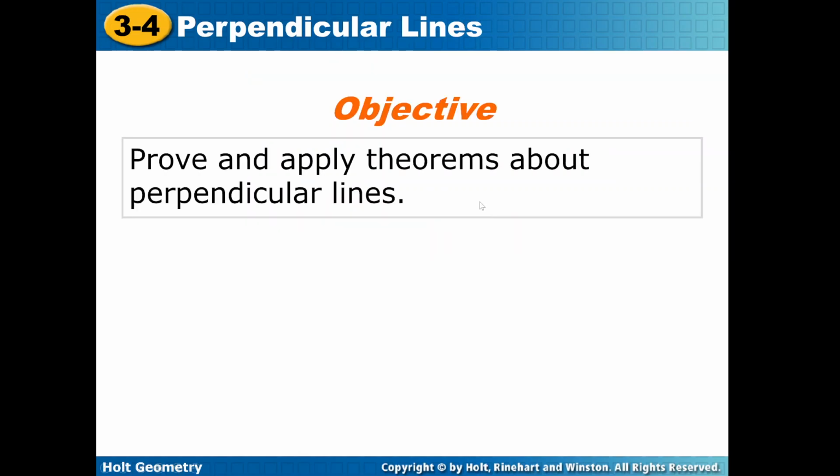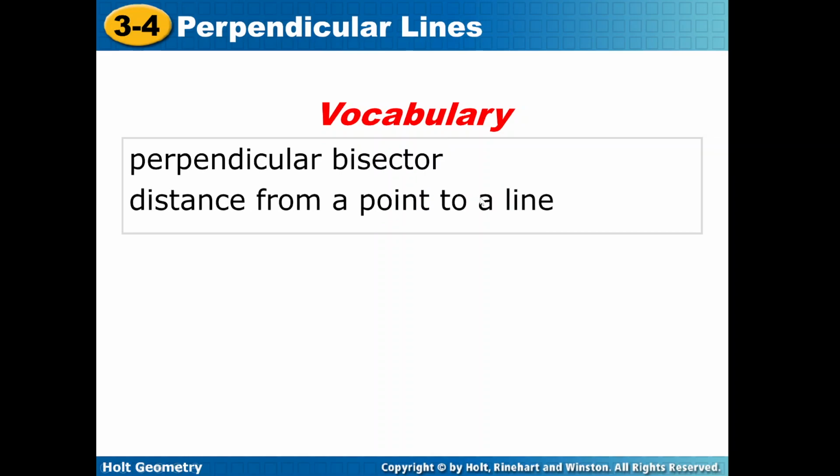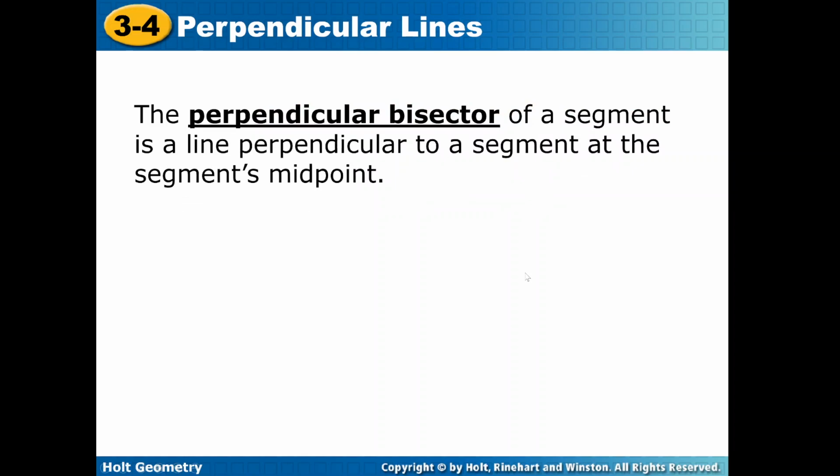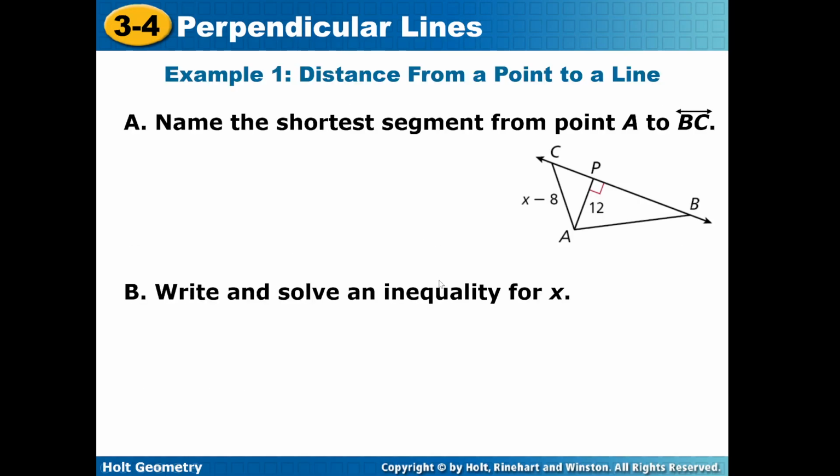The objective for the lesson today is to prove and apply the theorems about perpendicular lines. Here's some of the vocabulary: perpendicular bisector, distance from a point to a line. The perpendicular bisector of a segment is a line perpendicular to the segment at the segment's midpoint. The shortest segment from a point to a line is the perpendicular to the line. This fact is used to define the distance from a point to a line as the length of the perpendicular segment from the point to the line.